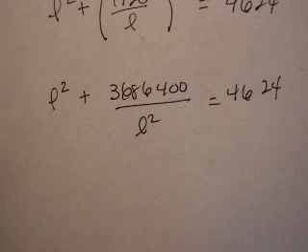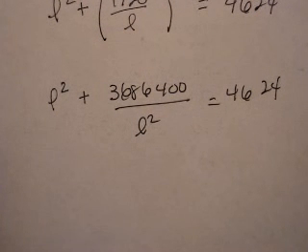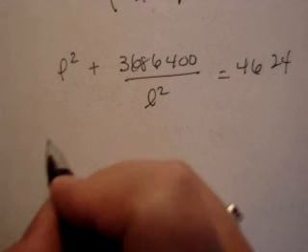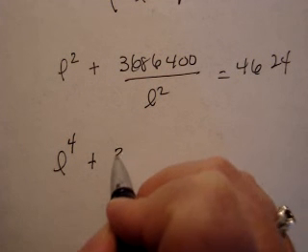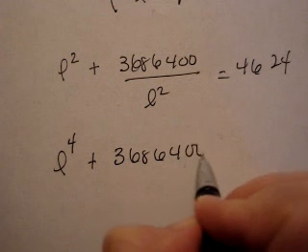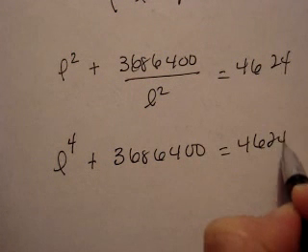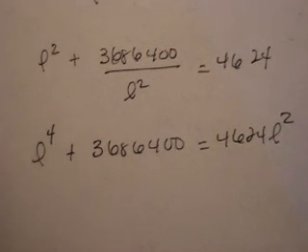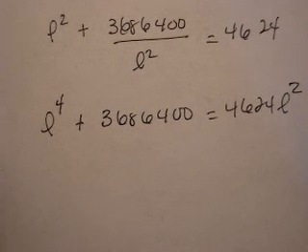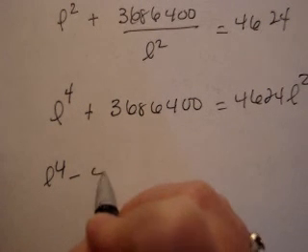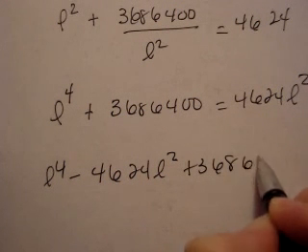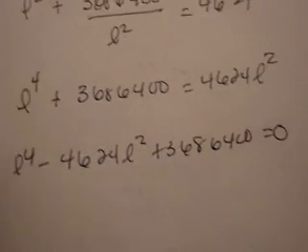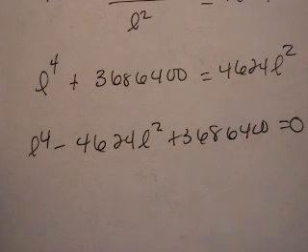Now, what we're going to do is multiply through by L squared to clear the denominators. And since this is intermediate algebra, I know you guys know that this is what you'll get. L to the fourth plus 3,686,400 is equal to 4,624 L squared. Set it equal to 0 because this is a polynomial. L to the fourth minus 4,624 L squared plus 3,686,400 equals 0. Shoo! Okay.